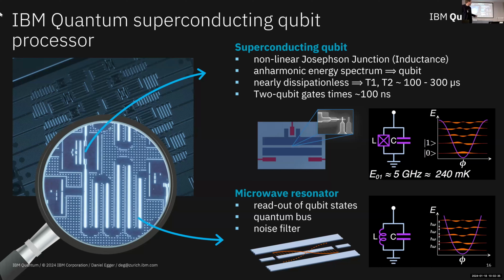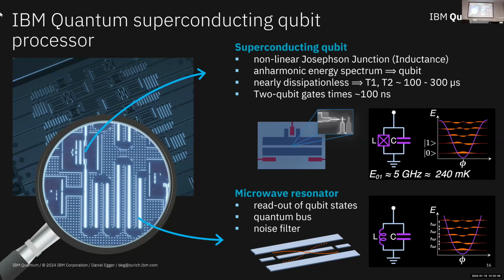Also, you can convert this frequency into a temperature, and you get a temperature of about 240 millikelvin. And so this already means that if you want to be able to cool this to the ground state, you need to be at temperatures much lower. Hence, the dilution refrigerators that I showed in the previous slide.